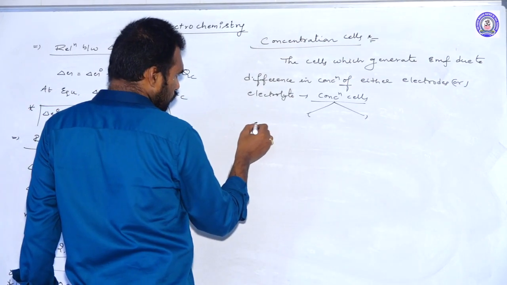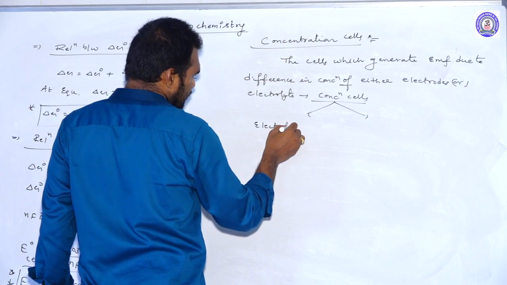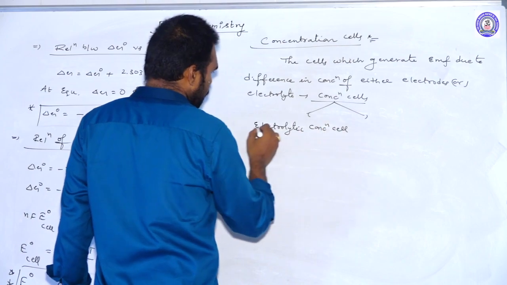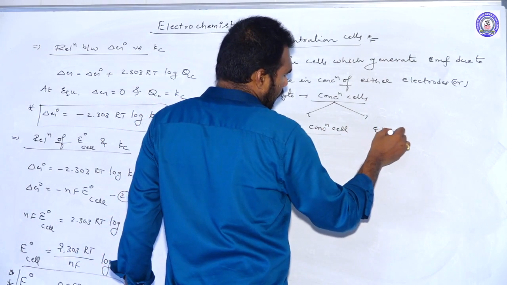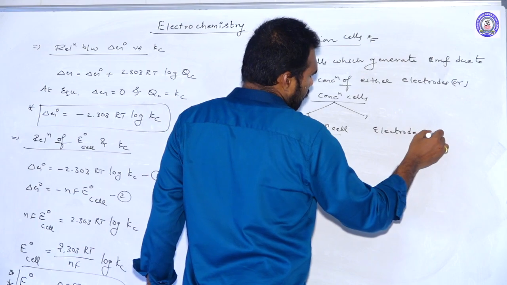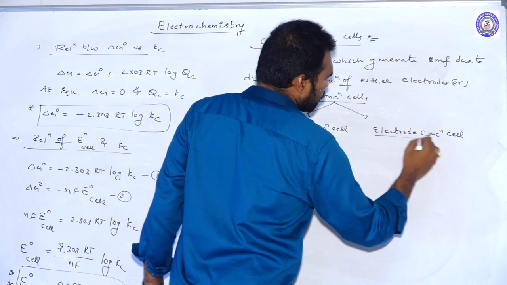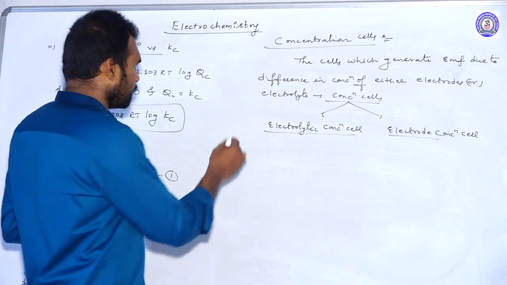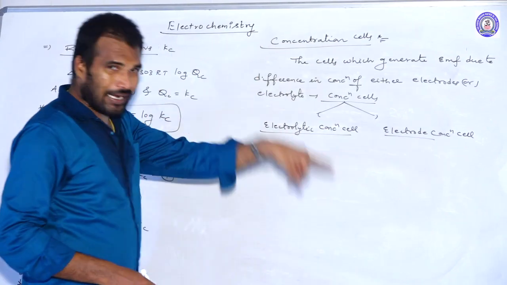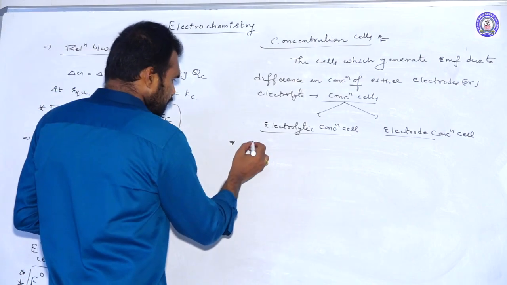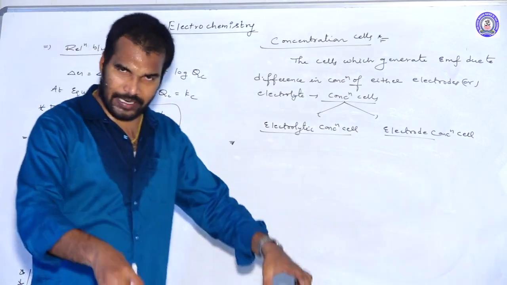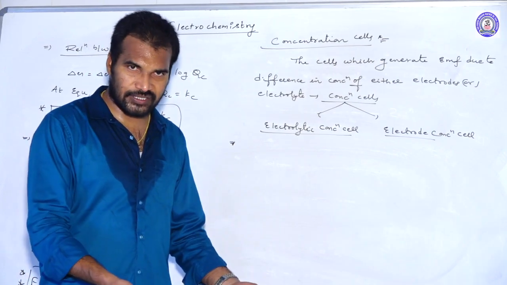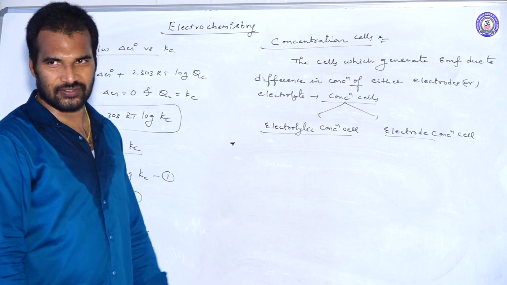Concentration cells we divide into two types. One is the electrolytic concentration cell, and the second one is the electrode concentration cell. In the electrolytic concentration cell, the cell is made up with the same electrode, and an electrolyte of the same substance, but at different concentrations.